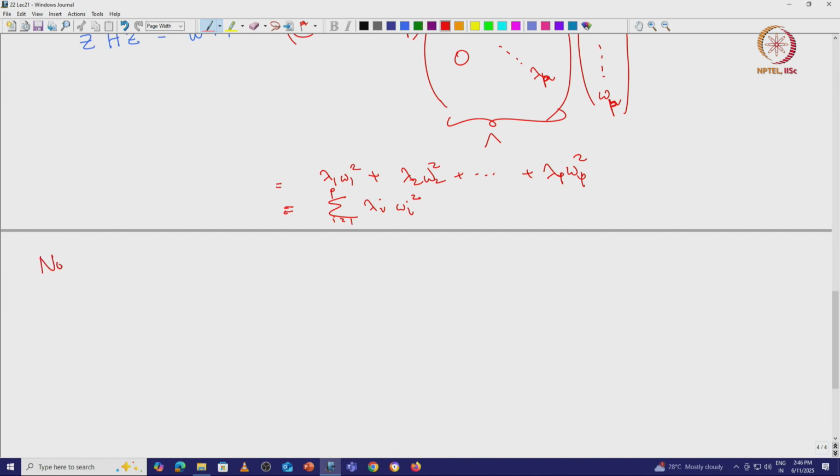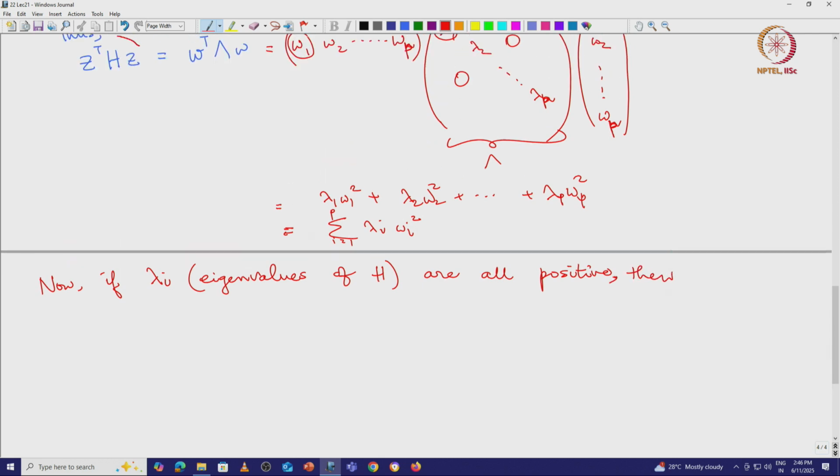Now, if lambda i, which are the eigenvalues of H, are all positive, then clearly Z transpose H Z, which is equal to the sum over i going from 1 to p of lambda i W i squared, will be greater than 0, and it will be less than 0 if lambda i are all negative.